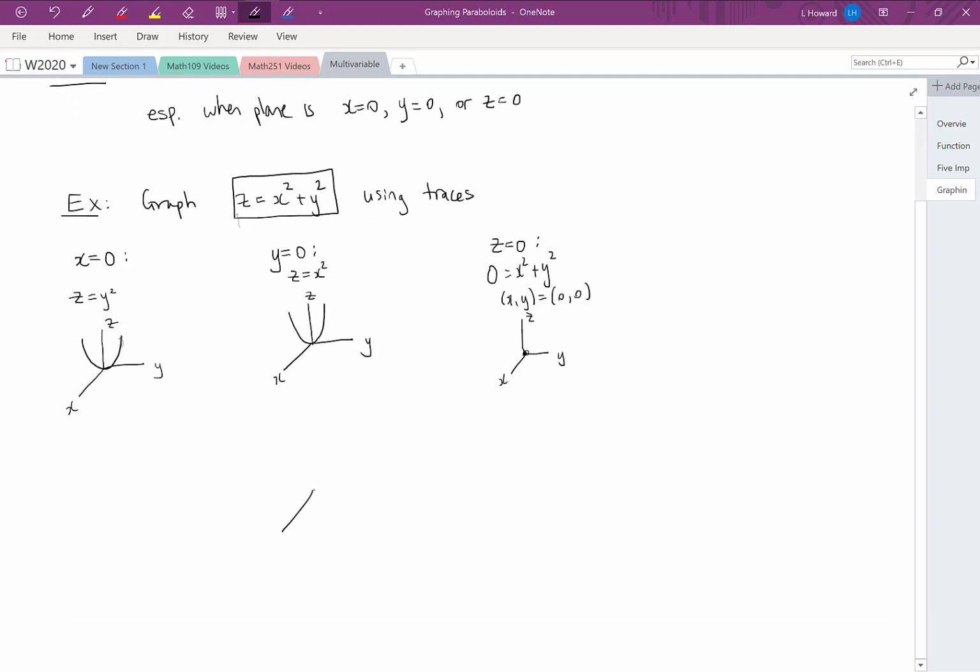We've used the traces to think about our surface effectively from a few different angles, and now we put it all together. So we know that our surface contains this parabola here in the YZ plane. We got that from our first picture. It also contains a parabola in the XZ plane. We got that from our second picture. And then in the XY plane, it just contains that single point there.